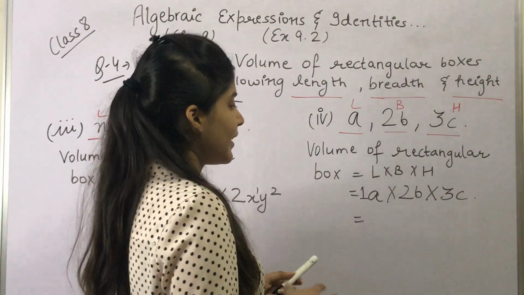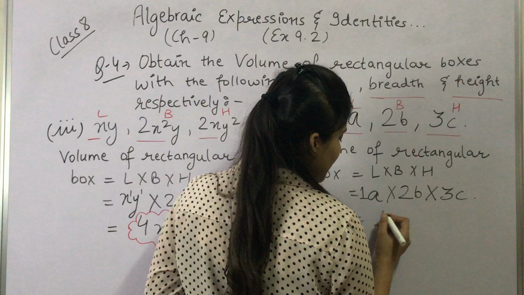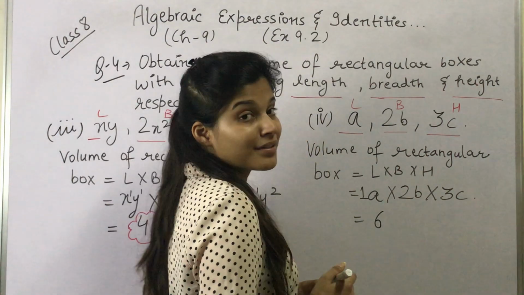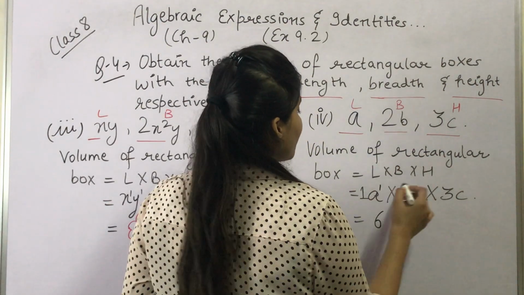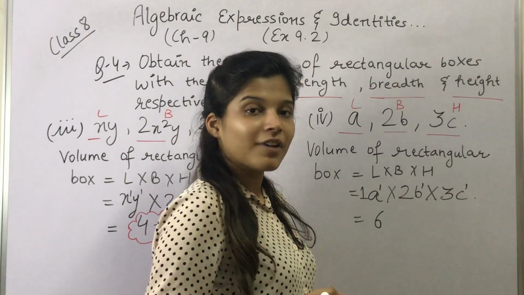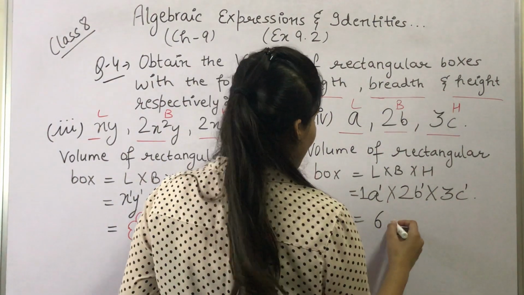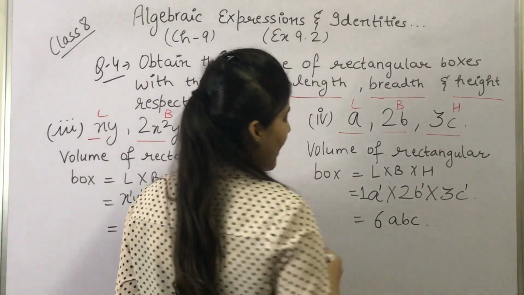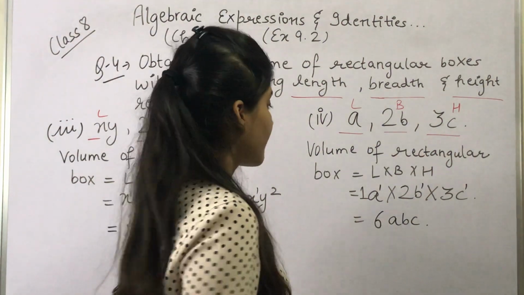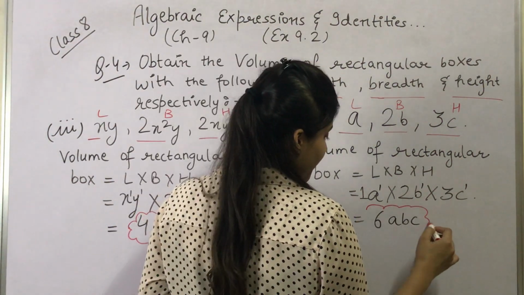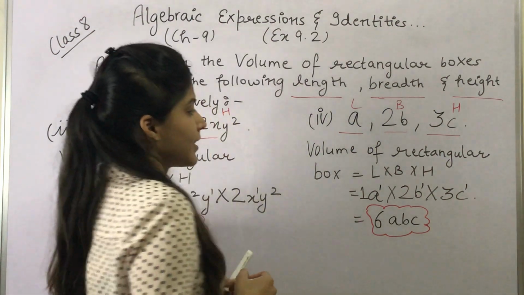And now we'll multiply the numerals. 2 into 3 is 6. Right, and A, B, C: now these three are different, so A to the power 1, B to the power 1, C to the power 1. So A, B, C would be as it is. Alright, so 6ABC is the answer.